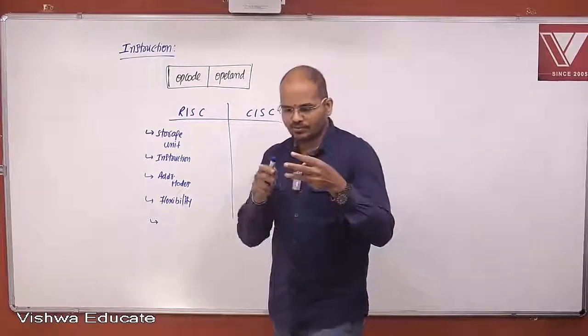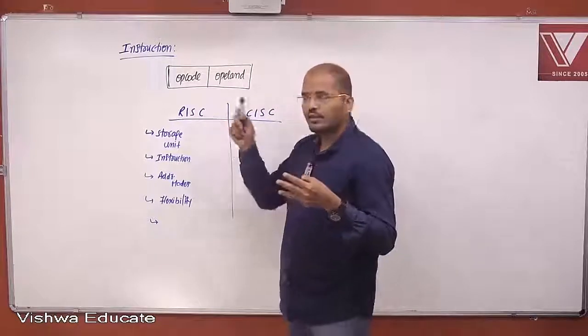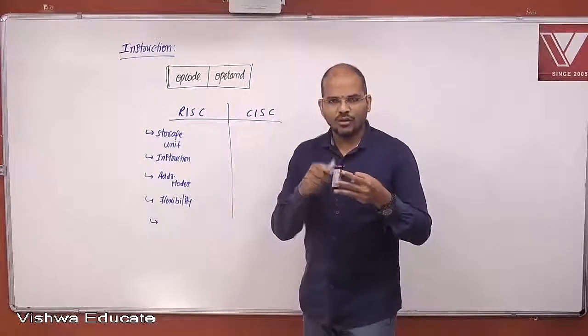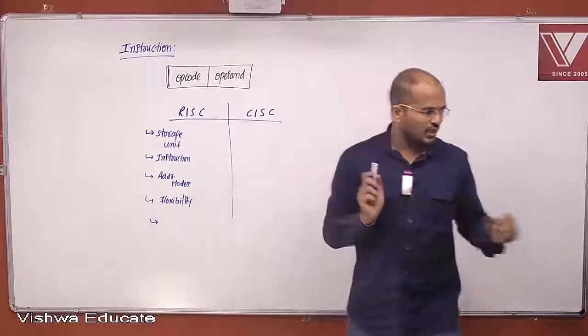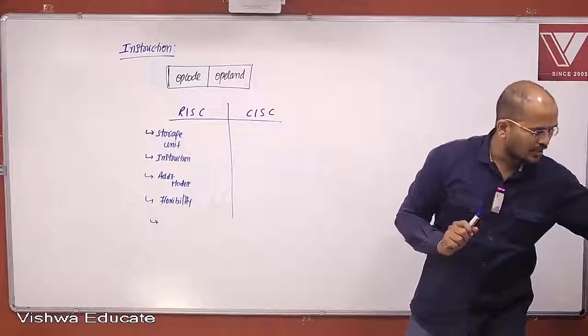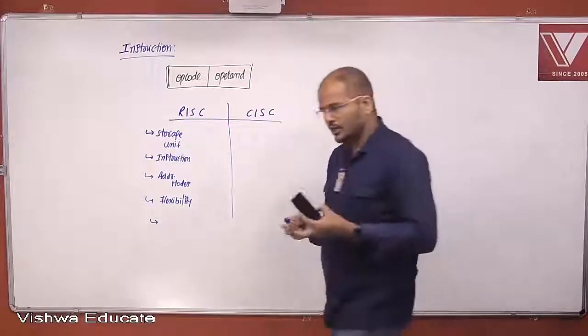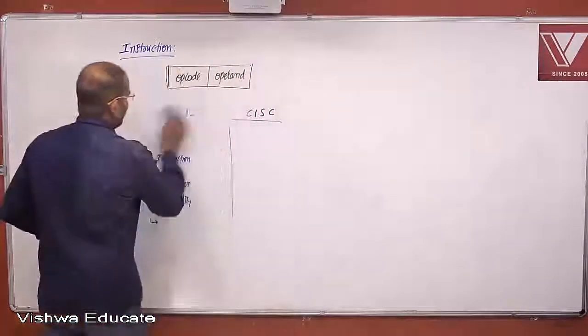Fine. So we have three important factors. The factors were the instructions, the data formats, and the addressing modes. Is that fine? So these are the three basic factors using which a computer architecture is made to work.